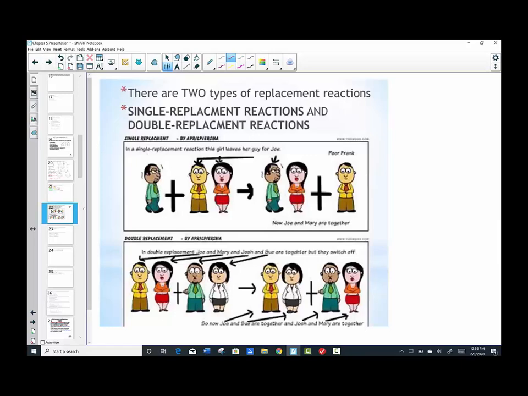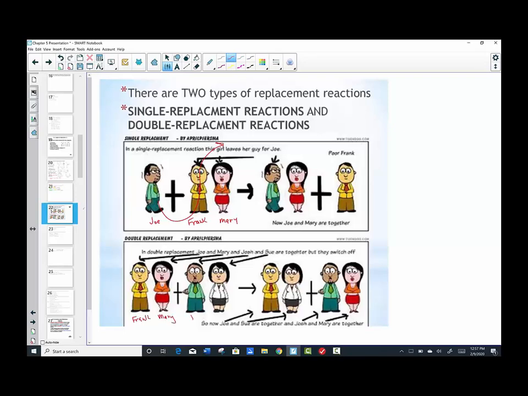Here's a nice visual to remind us about single replacements and double replacements. Single replacements. Here I have a single replacement. This girl leaves her guy for Joe. So here's Joe, and this is Mary, and this is Frank. Frank and Mary are a couple. But here comes Joe. You notice what Joe did? He displaced Frank. Frank, poor Frank, it says. A single displacement reaction.